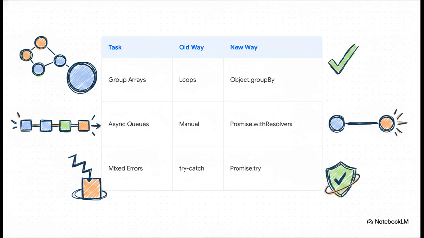Dealing with messy async queues, Promise.withResolvers lets you easily pull the resolve and reject functions right out of a promise. And get this, ES2025 gives us Promise.try, letting you handle both synchronous and asynchronous errors uniformly, so you don't have to wrap every little thing in manual try-catch blocks anymore. The bottom line, these modern features mean you're writing shorter, cleaner, and significantly faster code.